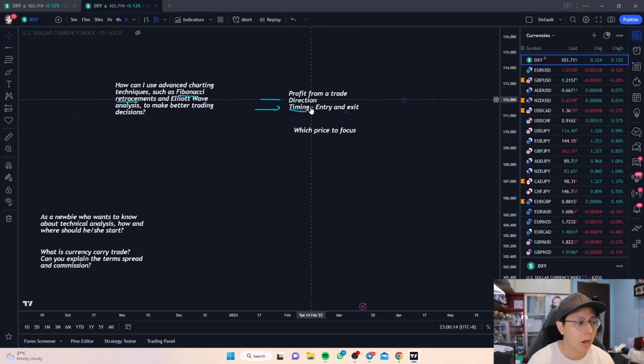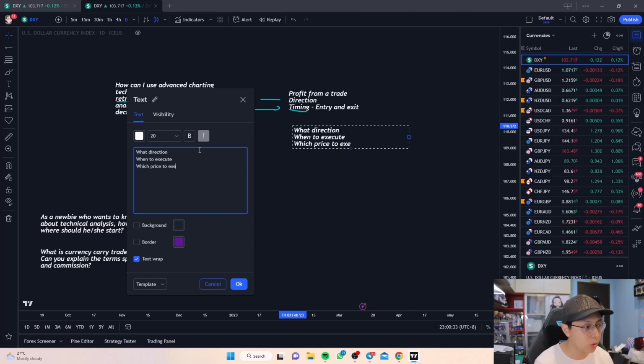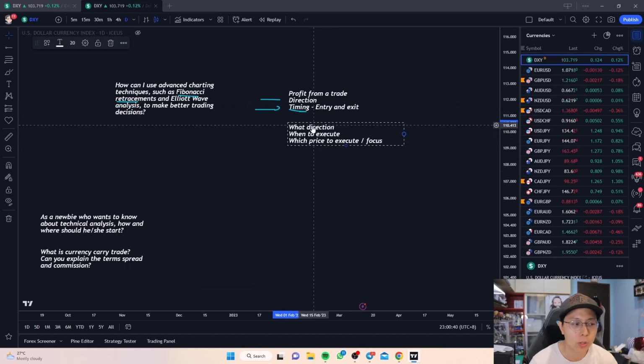Let me backtrack a little bit. For direction, we're basically asking what direction. Then we're also asking when to execute. And we're also asking which price to execute or focus on, to look for a trade. So these are the three questions. When we talk about direction, we're always asking what direction. Timing here is when and where: when to execute, and where is the price point.